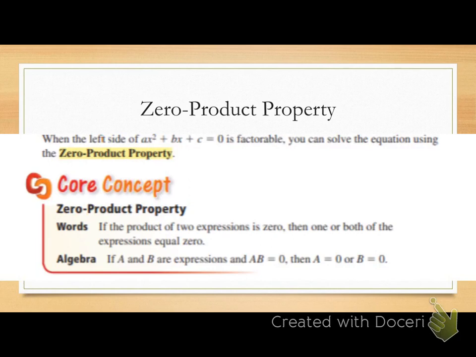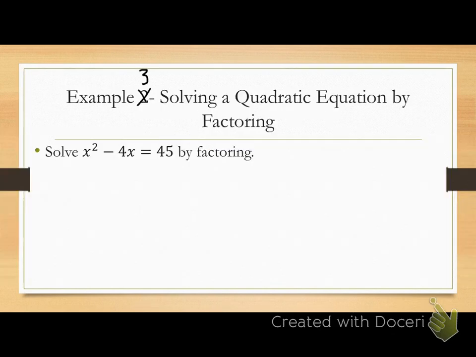So, keep this in mind: ax squared plus bx plus c equals 0. Is this in that form? It's not. I don't have ax squared plus bx plus c equaling 0, do I? I've got ax squared plus bx equals 45.